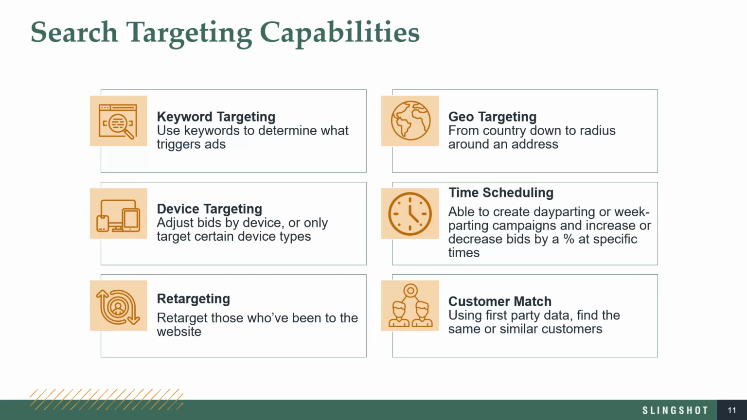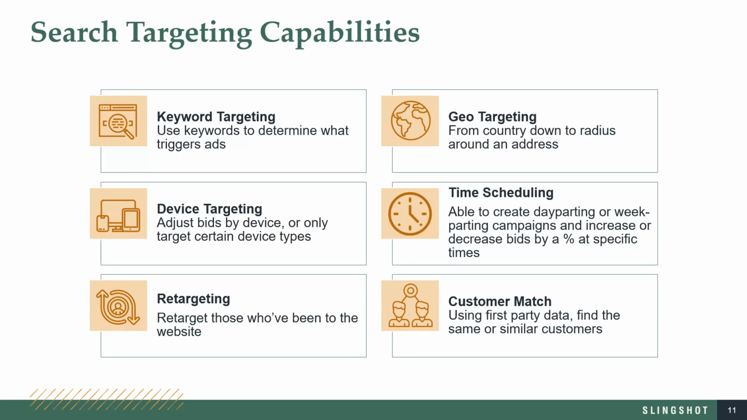Then, going into the targeting capabilities, you have a lot of options. You can do keyword targeting, where you just use the keywords to determine when your ad is triggered. There's device targeting, so you can adjust your bid. If you know you get more conversions on a desktop, and nobody gets conversions on a tablet, which is so rare, you could bid down that kind of traffic.